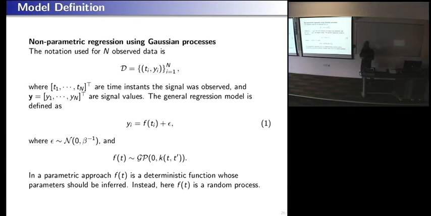The general regression model is defined in this way, and it means that we describe each observation as the evaluation of a function at the same instant of time plus some noise. Here we assume that the noise is Gaussian. Instead of fixing the form of the function f as a polynomial or a mixture of sines or cosines and trying to find those parameters, we say that the function f follows a random process, here a Gaussian process. So it's a way to make more flexible the kind of functions we can use for modeling the data.